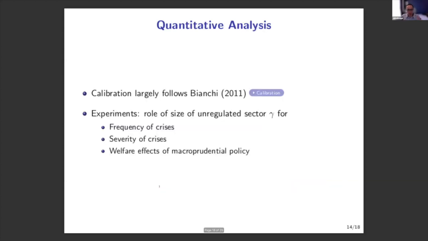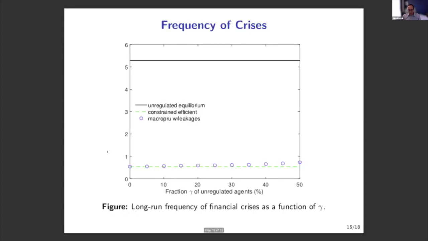Now, we do a quantitative analysis with this model. The calibration that we use largely follows Javier's earlier paper in the AER, so I won't expand too much on this here. We're calibrating the model on Argentina. And then what we do is basically conduct some experiments to look at the role of the size of the unregulated sector for different outcomes, in particular for the frequency of crisis, for the severity of crisis, and for the welfare effects of the macroprudential policy. So I'll start with the frequency of crisis.